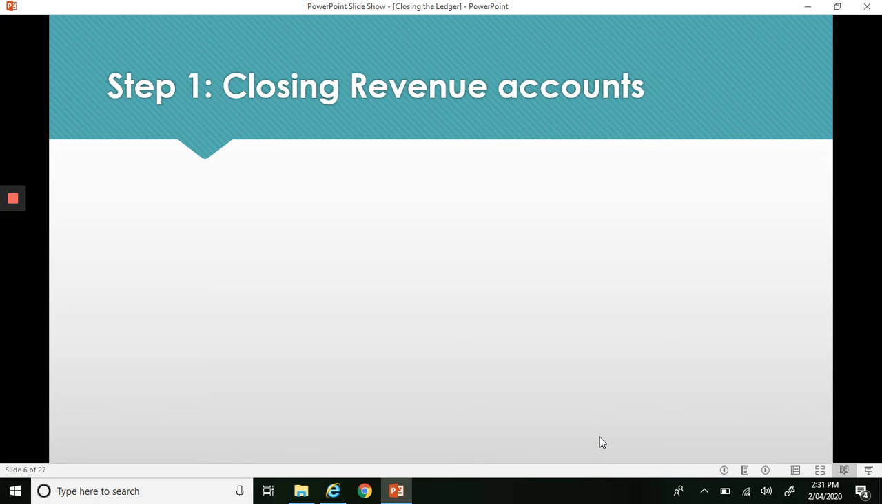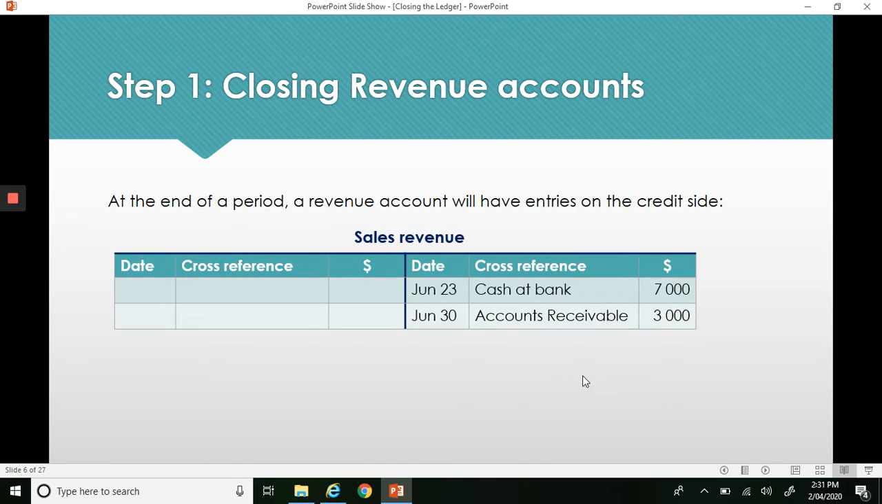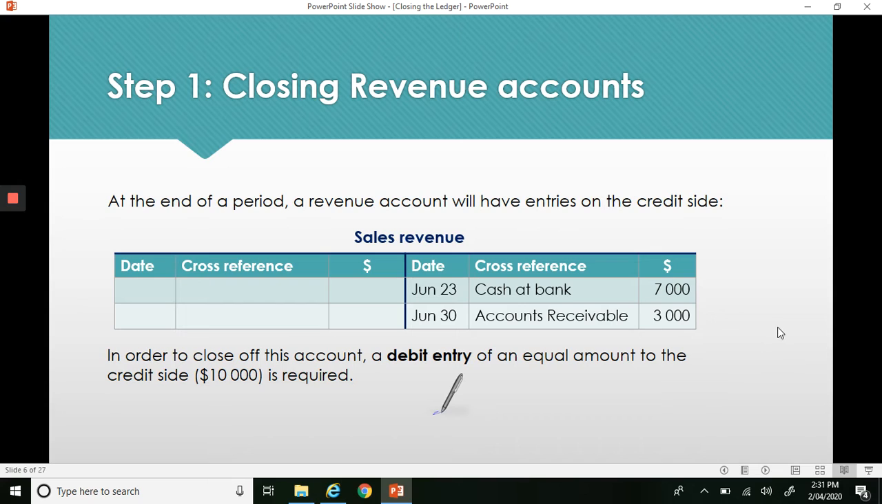Right, so there are 4 steps in this process. Step 1 is, first of all, closing revenue accounts. So at the end of a period, a revenue account will have entries on the credit side. So here is a typical looking revenue account. In order to close off this account, a debit entry of an equal amount to the credit side is required. So obviously it's $10,000. To close this account, you would have to put a debit entry worth $10,000, and that means both sides are equal and it will be closed off.